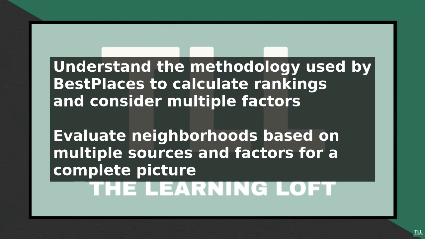Finally, keep in mind that neighborhood rankings are just one factor to consider when evaluating a neighborhood. Other factors, such as commute time, access to amenities, and personal preferences, should also be taken into account. By considering multiple factors and sources, you can get a more complete picture of a neighborhood and make a more informed decision about where to live.